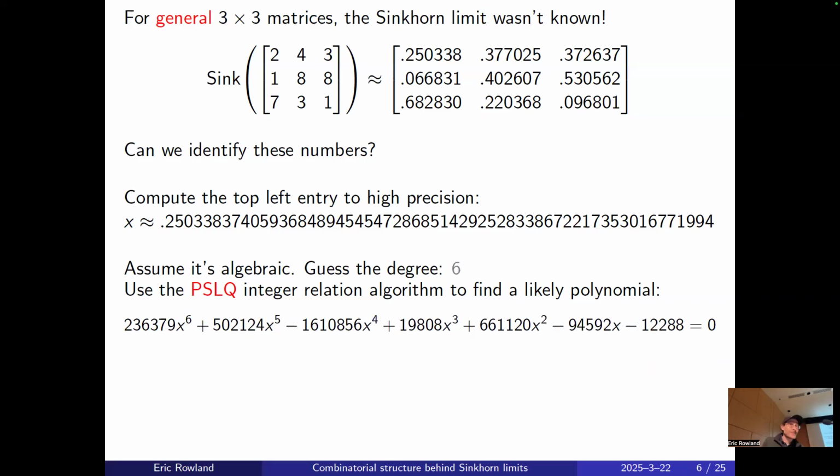This is also garbage. You don't get the same polynomial when you increase the precision in x. So maybe we bump up to degree 6 and we start getting a little sweaty. You get this polynomial, but this polynomial does stabilize when you use more digits for your approximation to x. So this seems to be really the minimal polynomial satisfied by the top left entry of this Sinkhorn limit.